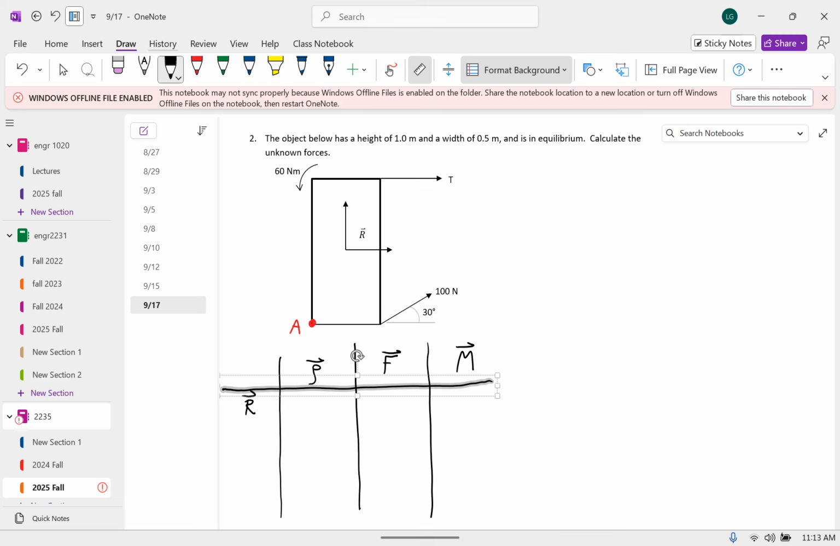So this is 0.25x, 0.5y. The force vector is Rx, Ry. The cross product is this times this minus this times this. And it gives you a z component. So the z component of that moment is 0.25 Ry minus 0.5 Rx.